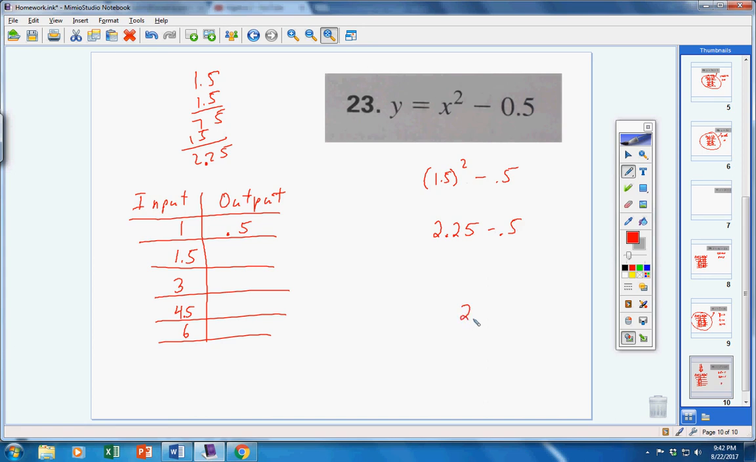So 2.25. Now watch, I line up my decimals, minus 0.5. So I can put a 0 here and a 0 here. 5 minus 0 is 5. Your 2 becomes a 1. This is a 12. 12 minus 5 is 7. 1 minus 0 is 1. Bring your decimal straight down. And there we go. 1.75. Alright. Okay, now we're going to substitute 3 into our function.